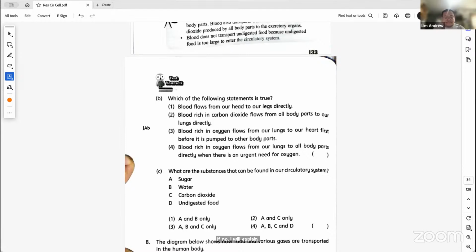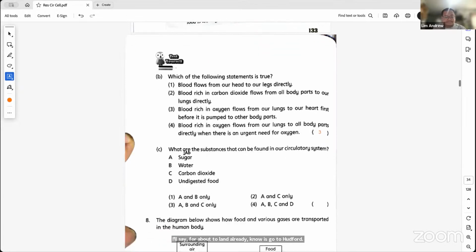All right, the answer for the question is number 3. Why? Because all blood rich in oxygen will always flow from our lungs to our heart first before it is pumped to other body parts. The blood flows from our head to our leg? Not really. Then we have the carbon dioxide flowing to our lung directly? No, it goes through the heart first. So therefore, the answer is number 3.